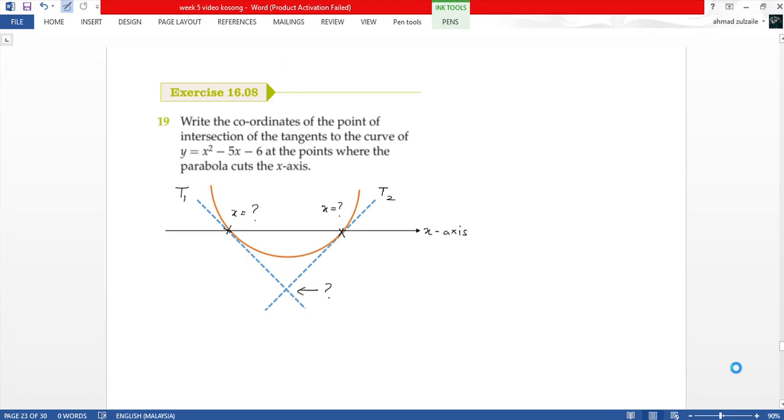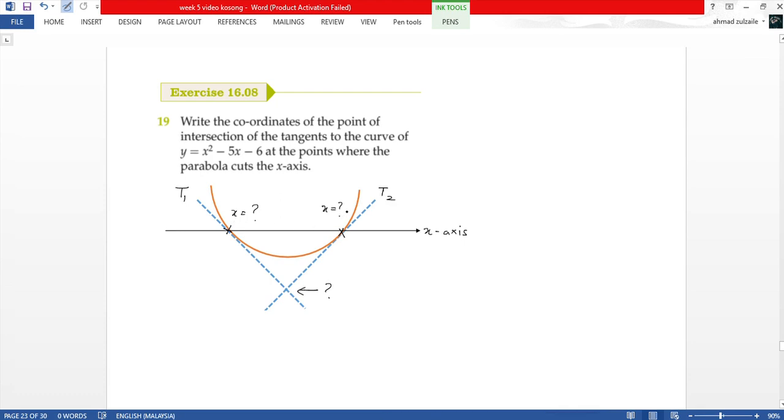Read the question first. Write the coordinates of the point of intersection of the tangents to the curve y equals x squared minus 5x minus 6 at the points where the parabola cuts the x-axis. Basically this is the diagram. This is the x-axis and the parabola passing through or cutting the x-axis. You can see there are two x coordinates, the first coordinate and the second coordinate.